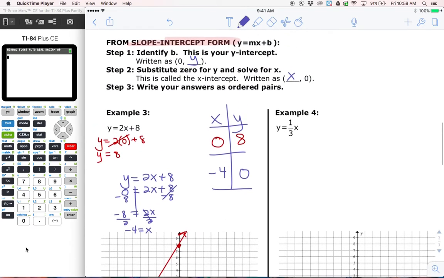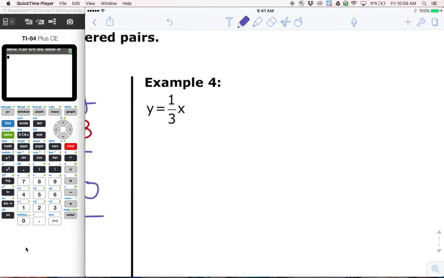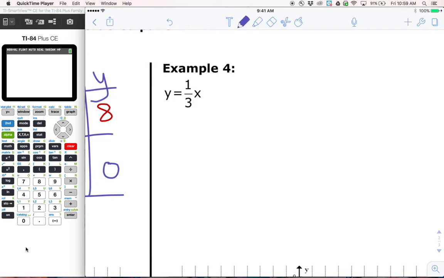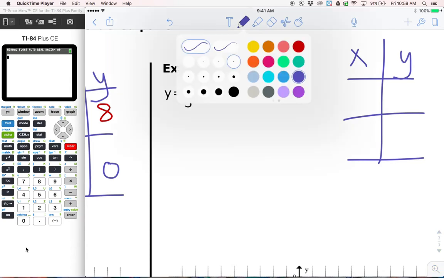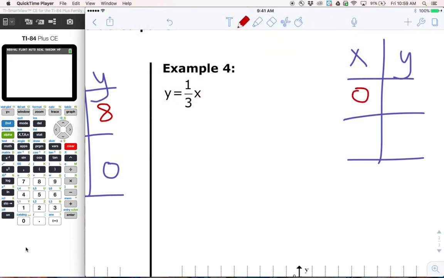Last but not least, one more example. Here we go. We've got to make a quick table. I just think it helps. And let's figure out what happens when x is 0 for this problem. All right, so y equals 1/3 times 0. Okay, well 1/3 times 0 is 0, so I guess y is just 0. So 0, 0 is one of my points.